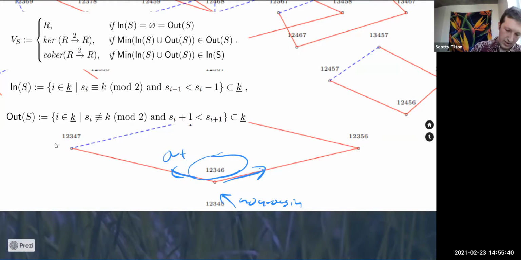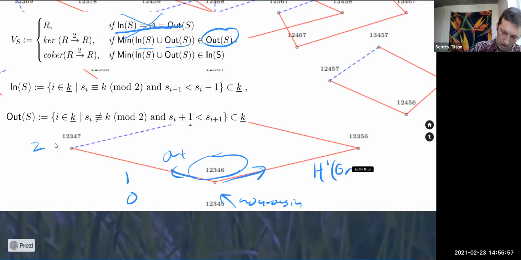So in and out doesn't equal the empty set, so we're not going to do that. But the minimum of the ins and the outs is definitely going to be in the out, because there's only arrows going out. So this is in dimension 1, dimension 0, dimension 2. So H1 of Gr(5, 10), I'll say it with Z coefficients, is equal to Z, the kernel of the Z to Z, the 2 map, which is just equal to Z.